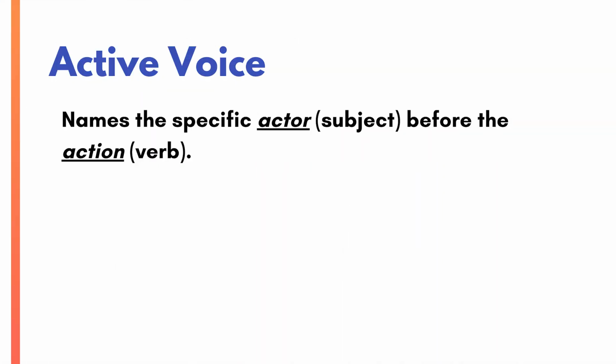So let's look at the difference so you can use active voice more consistently to transport your listeners with great storytelling. This is going to be a bit technical, but it's worth it. Active voice names the specific actor or subject in the sentence first. In other words, at the beginning of the sentence, that subject or actor comes before the verb or the action.